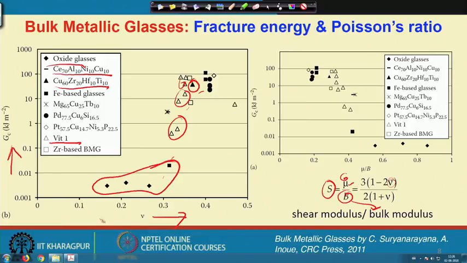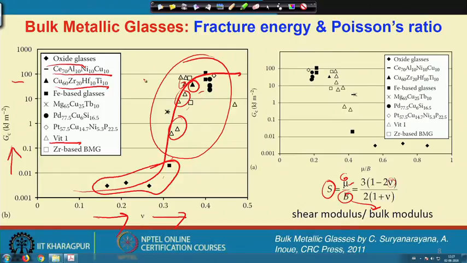People have observed that as the Poisson's ratio of the glass increases, the fracture energy is somehow linked with it. The fracture energy could reach up to 100 kilojoule per meter square, which is a very high value. So, definitely the metallic glasses occupy this domain, which is not at all similar to oxide glasses. The fracture energy decreases with an increase of the mu by B ratio, and there must be some mechanics involved in showing such behavior.